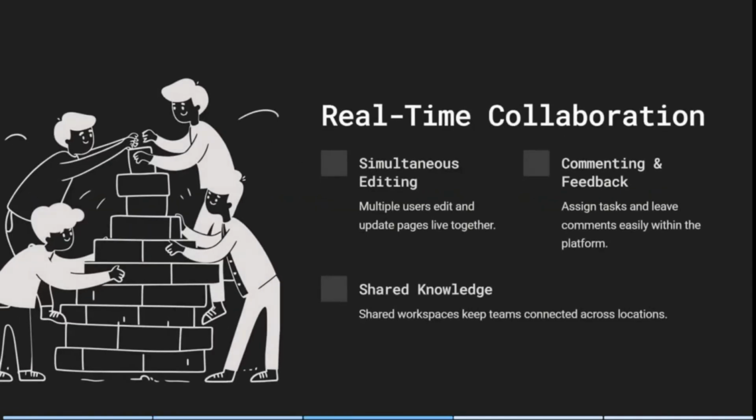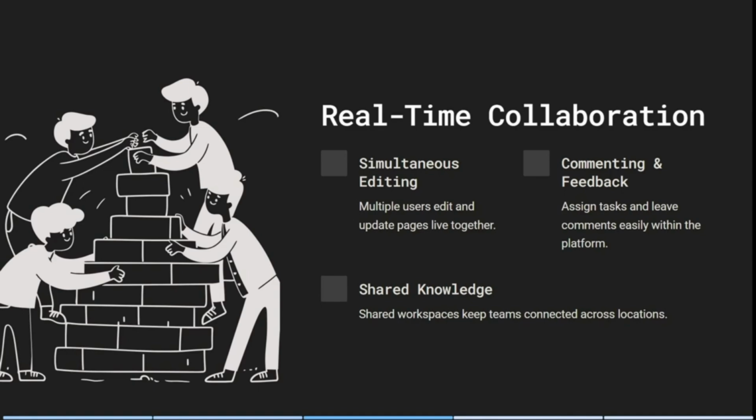And you get real-time collaboration. So this means simultaneous editing. This is great for large teams that are constantly on the move, always making changes. Even if they are small changes, everyone is in the know because it's real-time updated. So this means multiple users at the same time can edit, update pages, and this is live. As well as commenting and feedback that is given, you can assign tasks and leave comments easily within the platform, and you don't have to do any follow-up emails to ask if this person got that and if they were updated on this. It's all done for you in one space.